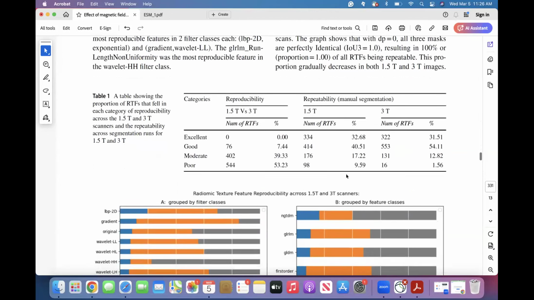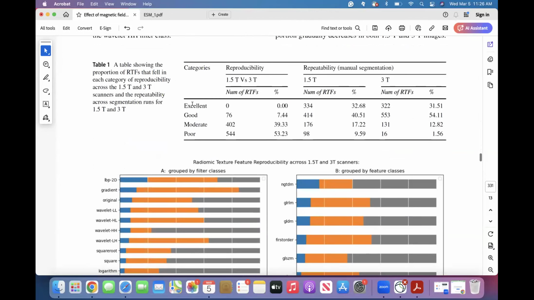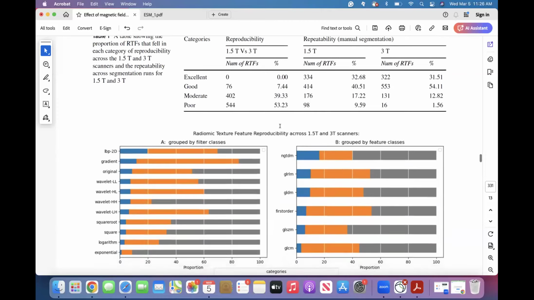So let's quickly go through the results. So across field strengths, that's 1.5 Tesla features versus 3 Tesla features, we realized that none of the features had excellent reproducibility, right? And we had only about 7% of the features having good reproducibility, and then 40% and 50% respectively had moderate and poor reproducibility.